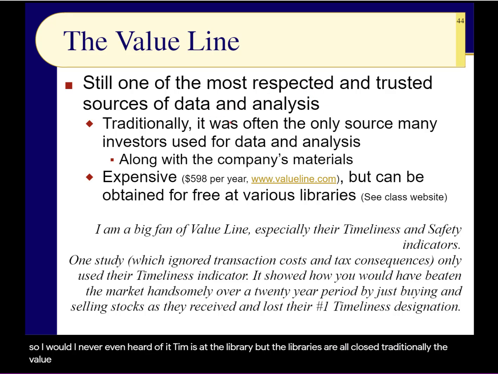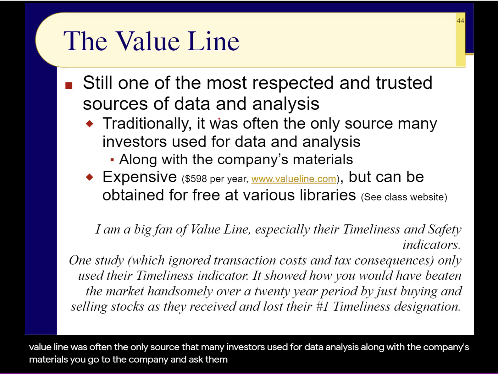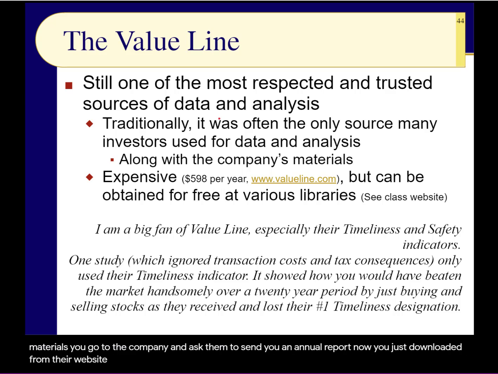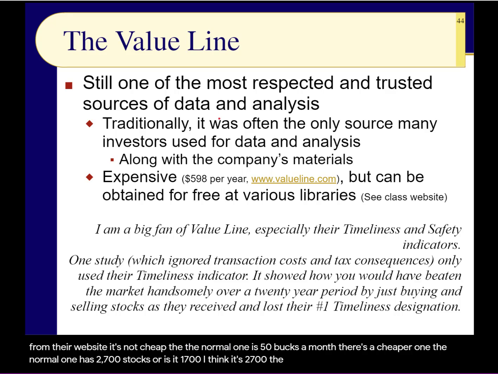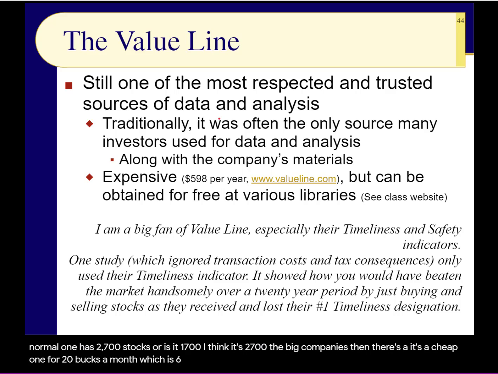Traditionally, the Value Line was often the only source that many investors used for data analysis, along with the company's materials. You go to the company and ask them to send you an annual report. Now you just download it from their website. It's not cheap. The normal one is $50 a month. The normal one has 2,700 stocks, or is it 1,700? I think it's 2,700. The big companies. Then there's a cheap one for $20 a month, which is 600 companies.